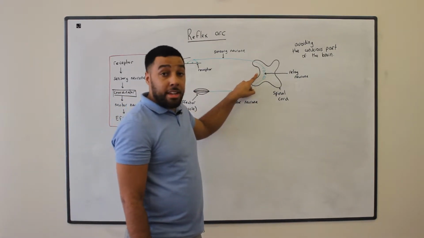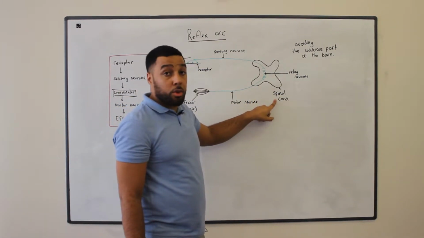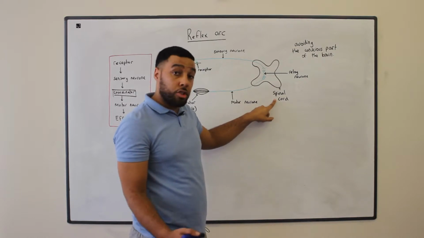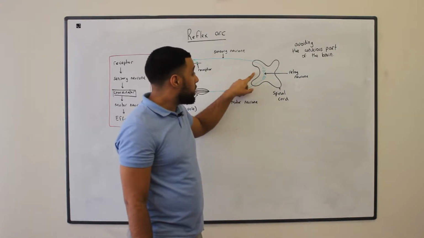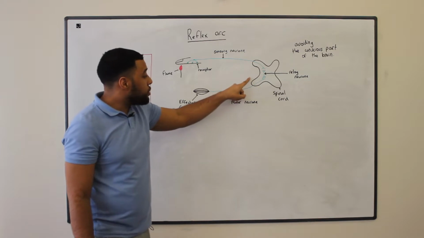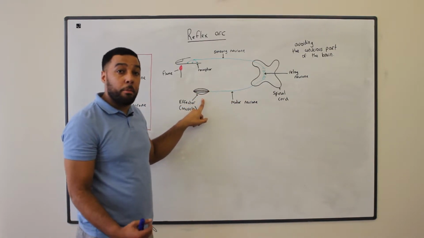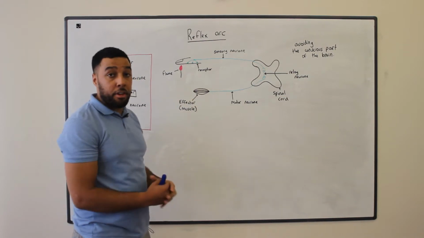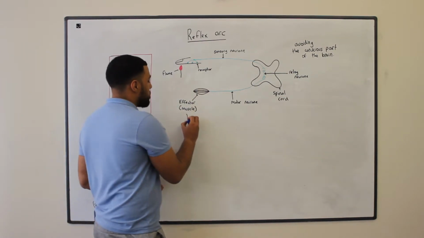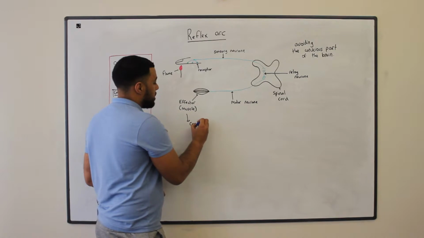It would go to our relay neuron, which is in the spinal cord, or in the unconscious part of our brain. An electrical impulse will then travel along the motor neuron to the effector, to our muscles, making us move our finger out of the way. So these muscles would contract.